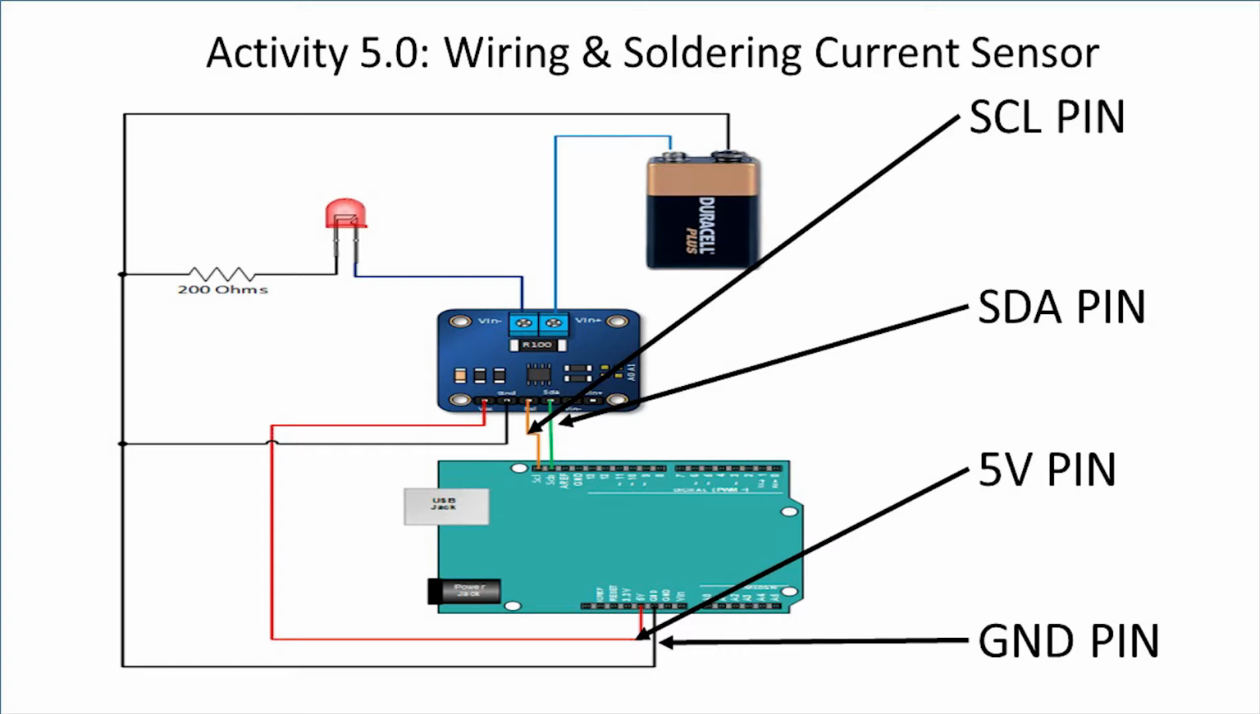After you finish that, create a series circuit with a 20 ohm resistor and an LED from the VN- of the current sensor to the established ground you created on your breadboard. Lastly, attach the positive wire from the 9-volt battery to the VN positive on the sensor and the negative wires to ground on the breadboard.